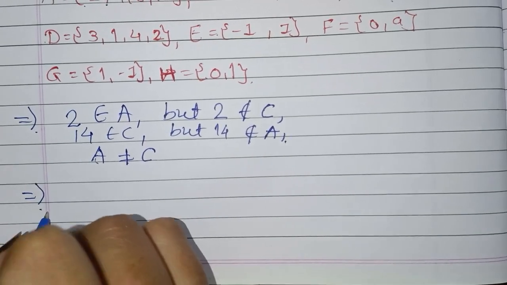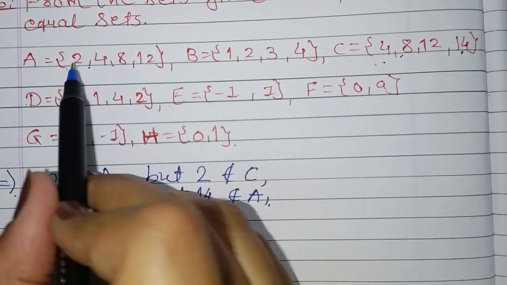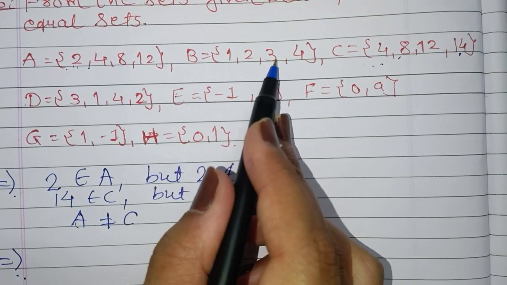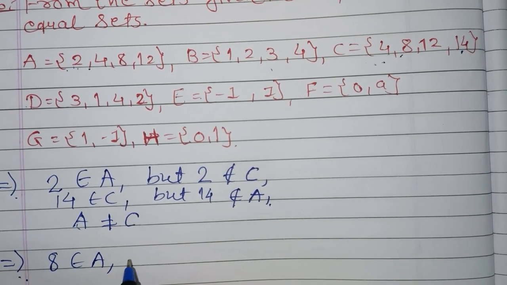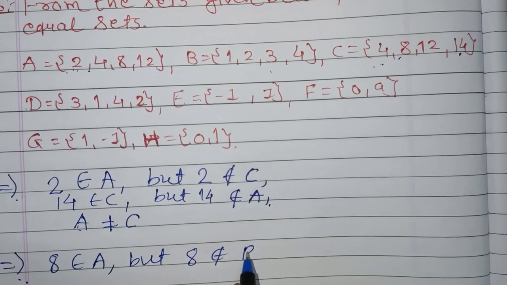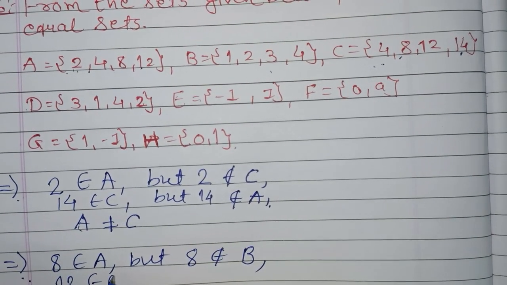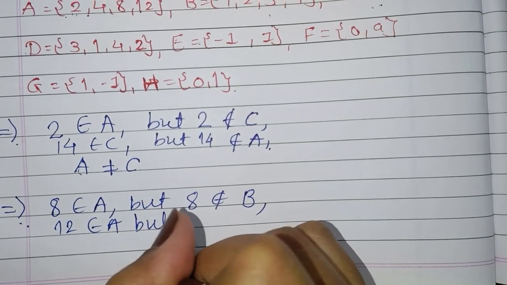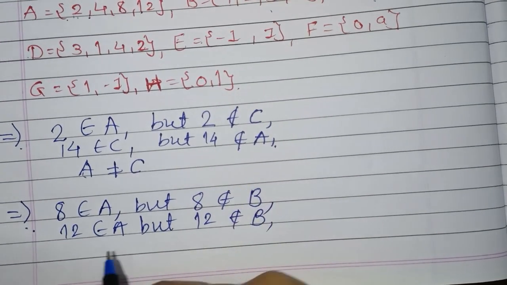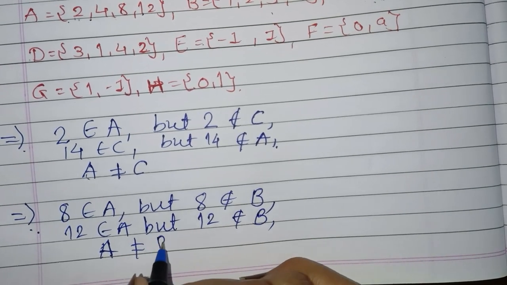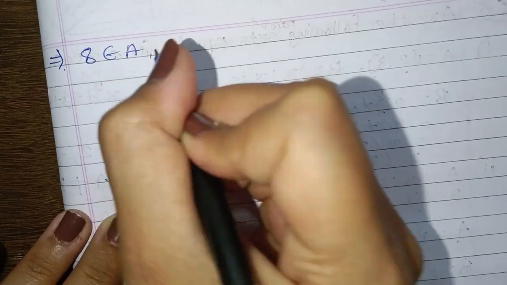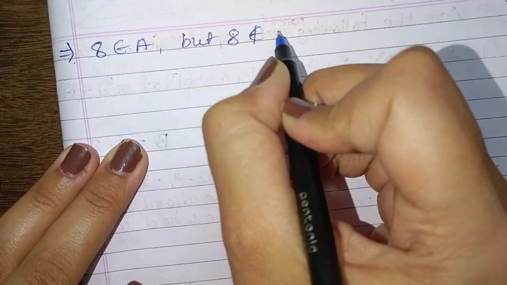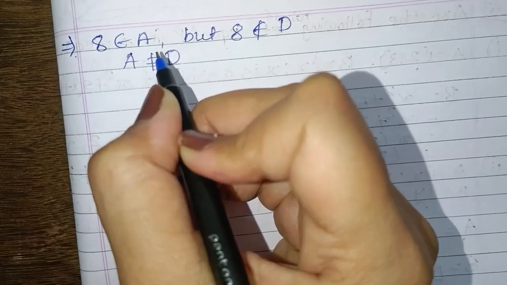Next we are checking A equals B. 2 belongs to both sets. 4 also belongs to both sets. 8 belongs to A, but 8 does not belong to B. 12 belongs to A, but 12 does not belong to B. That's why A not equals B. Next we are checking A and D. 8 belongs to A, but 8 does not belong to D. That's why A not equals D.